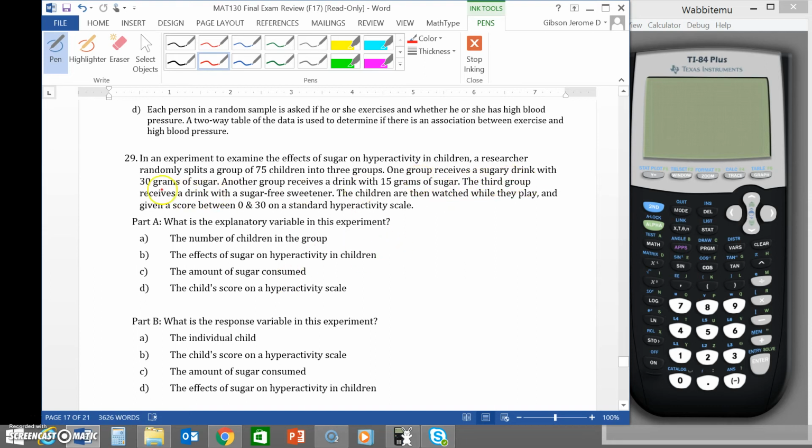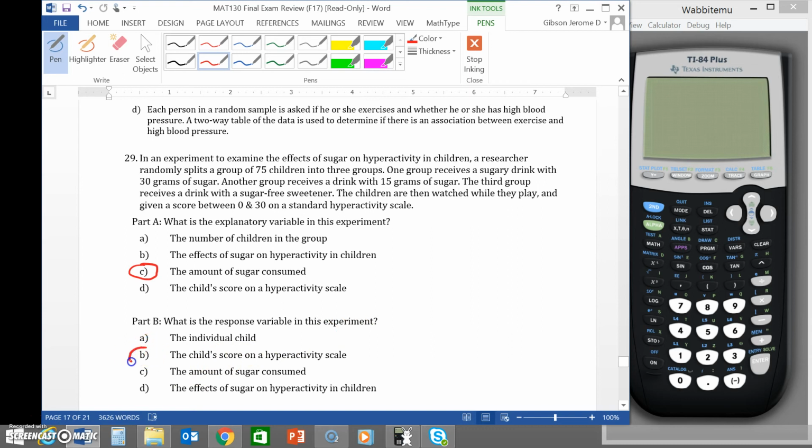One group receives a sugary drink with 30 grams of sugar. Another group receives a drink with 15 grams of sugar. The third group receives a drink with a sugar-free sweetener. The children are then watched while they play and given a score between 0 and 30 on the standard hyperactivity scale. Part A, what is the explanatory variable in this experiment? And we know the explanatory variable is the amount of sugar consumed. And then it says, what is the response variable in this experiment?